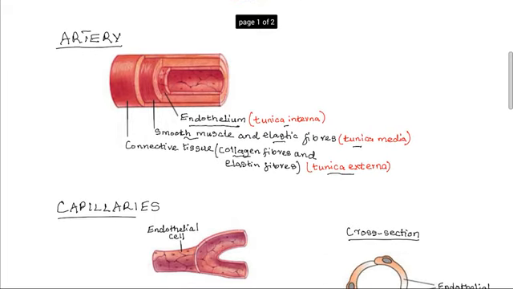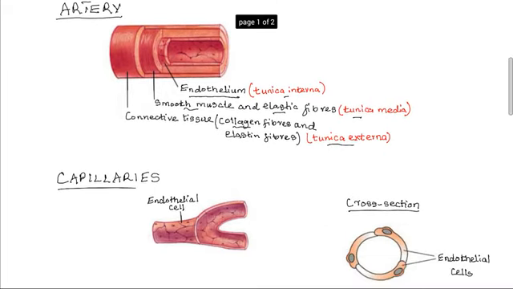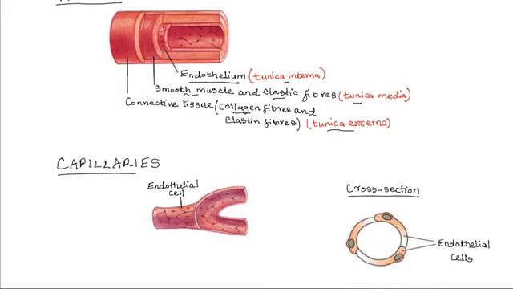Let's next look at the capillaries. Structurally, capillaries are the simplest part of the blood circulatory system. Even though functionally they form one of the most important parts of the circulatory system, because it is at the capillaries where exchange of substances between the tissues and the blood takes place.